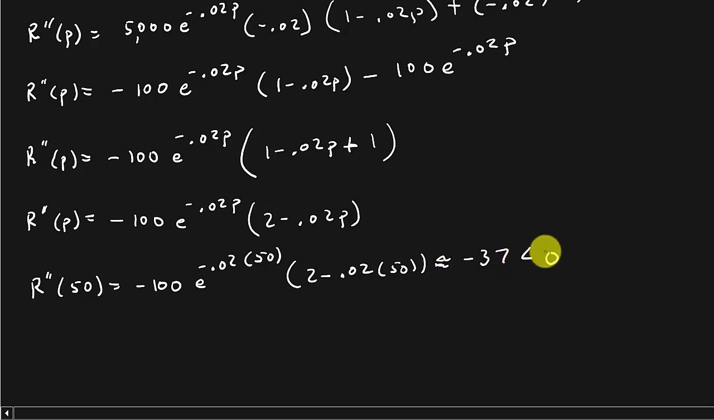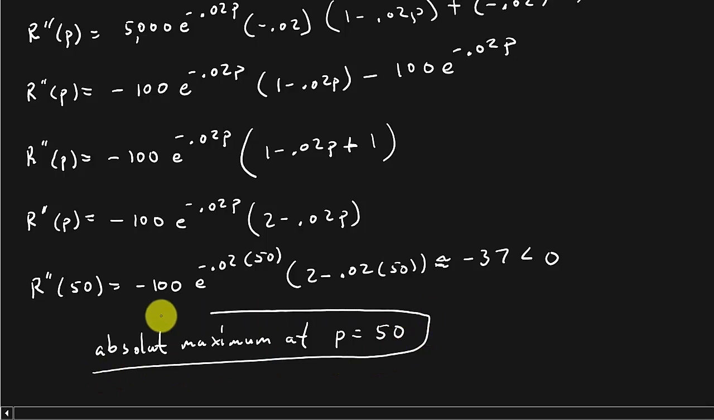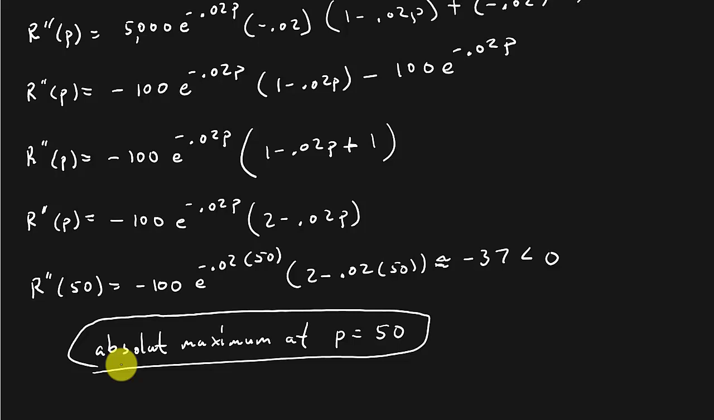So that means we have an absolute maximum at p equals 50. All right. There you have it. So that's using the second derivative test.